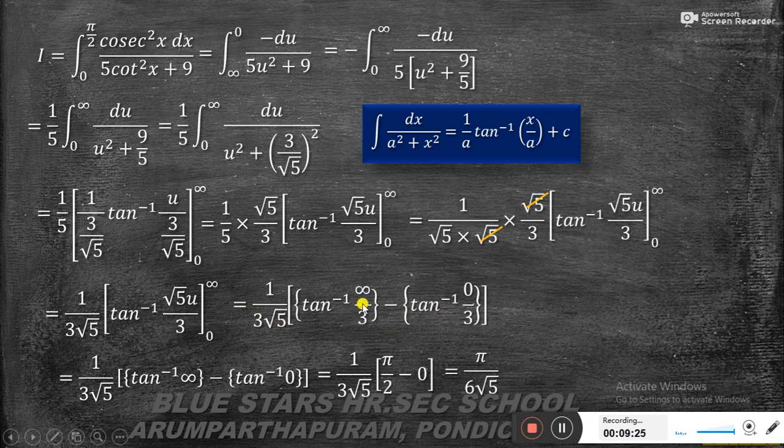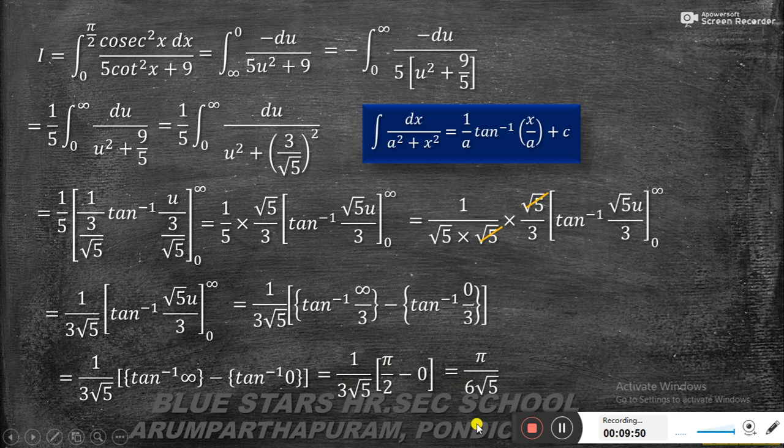Tan inverse infinity means tan pi by 2 equal to infinity. So I substitute infinity equal to tan pi by 2. So tan inverse of tan pi by 2 is pi by 2. So the answer is pi by 2 will come. Next tan inverse of 0 means tan 0, so tan inverse of tan 0 means 0. I substitute here. So pi by 2 minus 0. Therefore, that means 1 by 3 root 5 into pi by 2 means pi by 6 root 5.